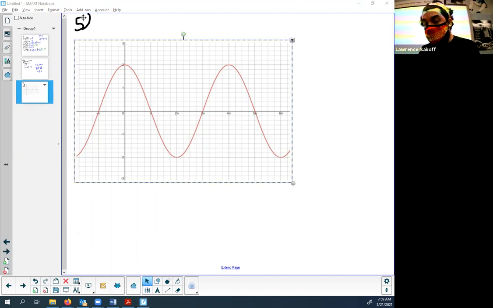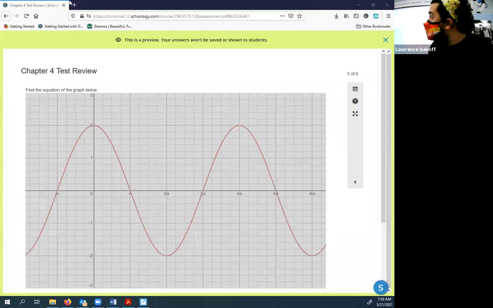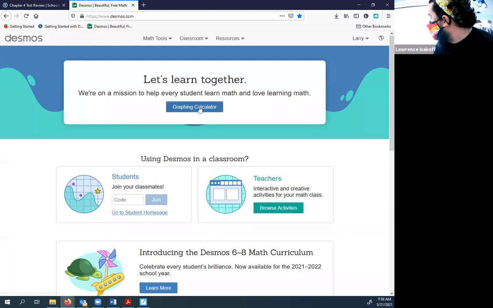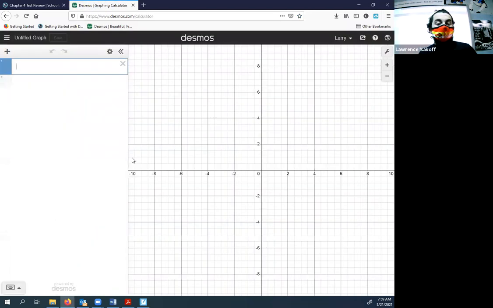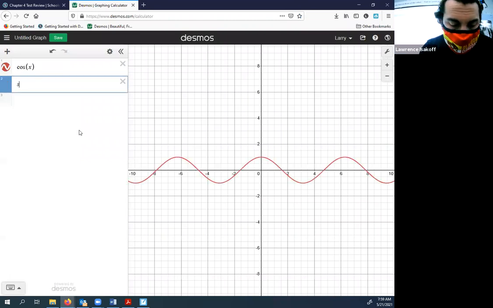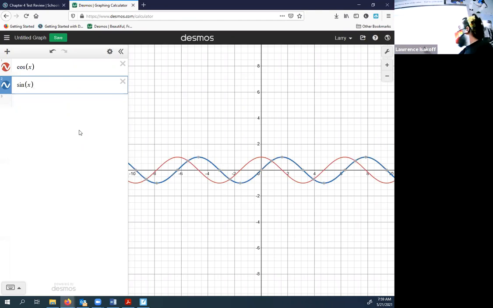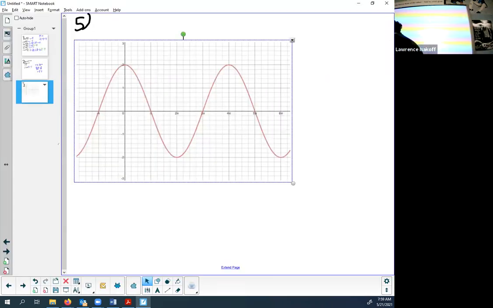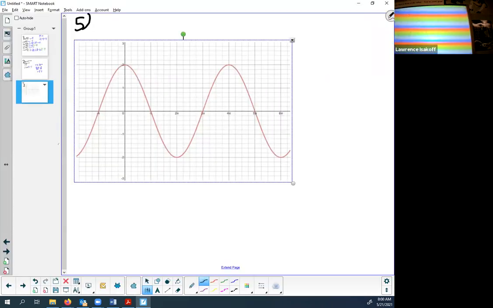That's telling me I'm a cosine graph, because cosine's my x values. You're like, Iskov, I don't remember all that stuff. You're saying a lot, and I hear you, but watch this. Having a little trouble? You could just go cosine of x, sine of x, and cosine starts here. Cosine was the one that started at a max. So yeah, that's a cosine graph.